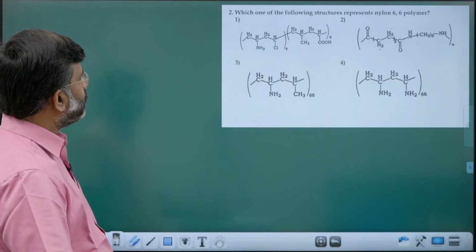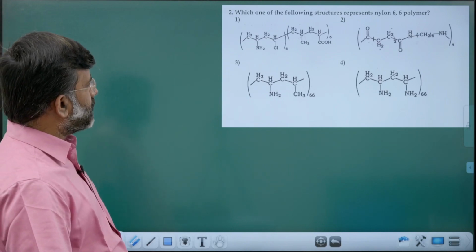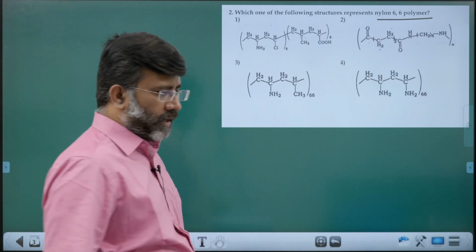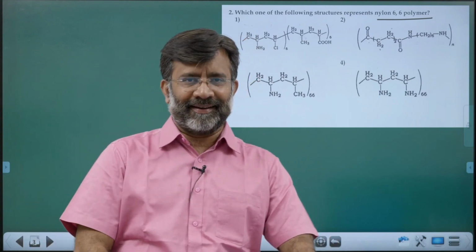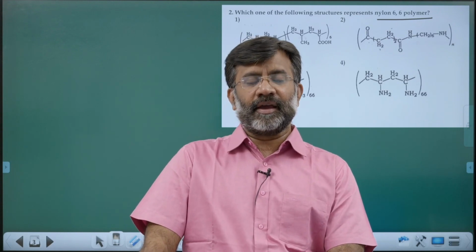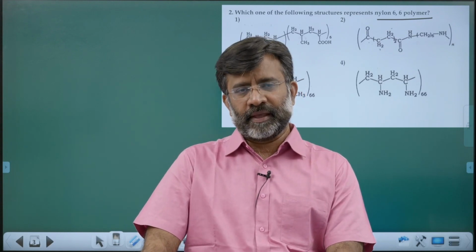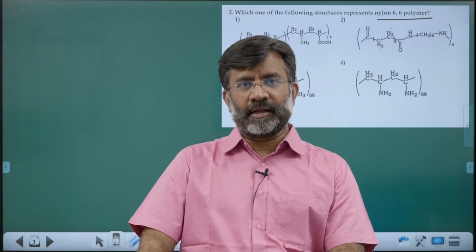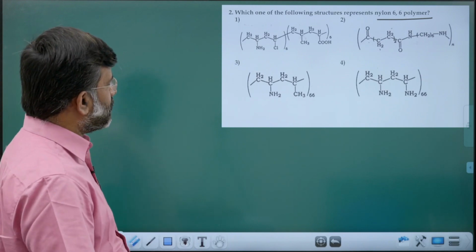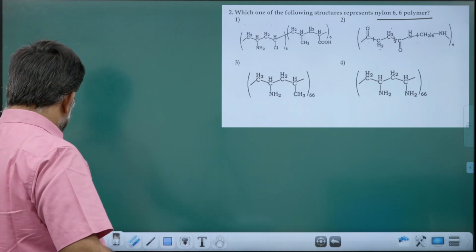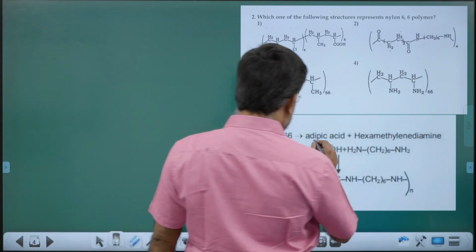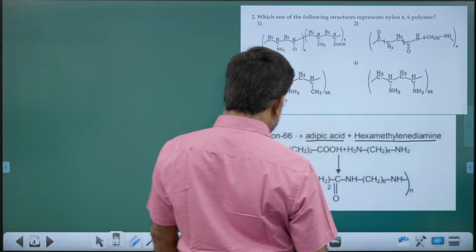Next question. We want the nylon 6,6 polymer. You know nylon 6,6 is obtained by adipic acid and hexamethylene diamine. Hexamethylene diamine and adipic acid give nylon 6,6. And the 6,6 stands for the number of carbon atoms.